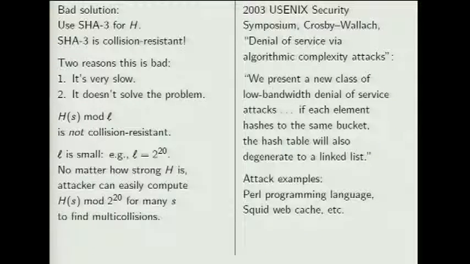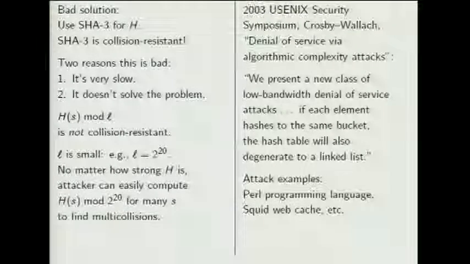So this is not something which is obviously easily solved, and it's been exploited repeatedly. In 2003, Crosby and Wallach had a paper where, well, I guess they thought they were the first to think of it. They said they have this new class of low bandwidth denial of service attacks. Everybody comes up with a new name for these, like hash flooding, hash denial of service, algorithmic complexity attacks. If each element hashes to the same bucket, the hash table will also degenerate to a linked list. And okay, the idea wasn't new, but they had some new examples of these attacks.